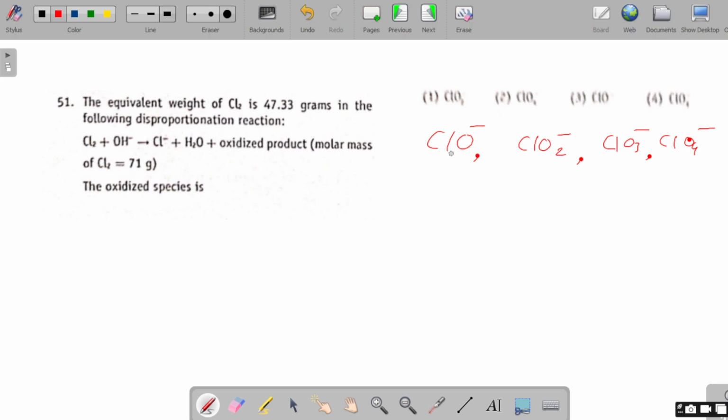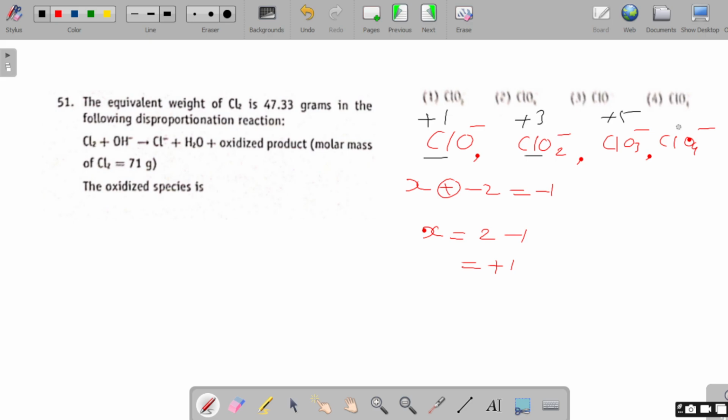In each one you find out the oxidation state of chlorine. Here the oxidation state is X plus oxygen is -2, equal to -1. So X is equal to +2 minus 1, which is +1. So now on chlorine the oxidation number is +1. Here, 2 twos are 4, 4 minus 1 becomes 3. Here 3 twos are 6, minus 1 becomes 5. Here 4 twos are 8, minus 1 is 7.